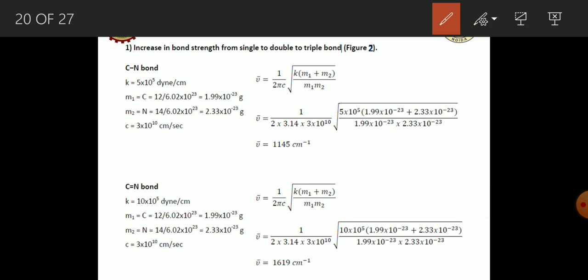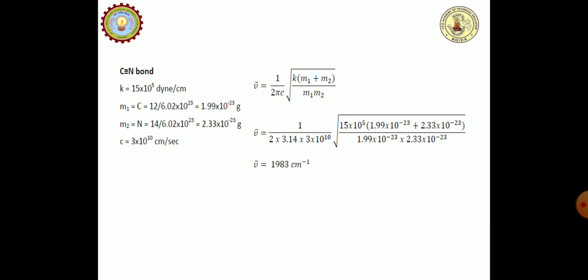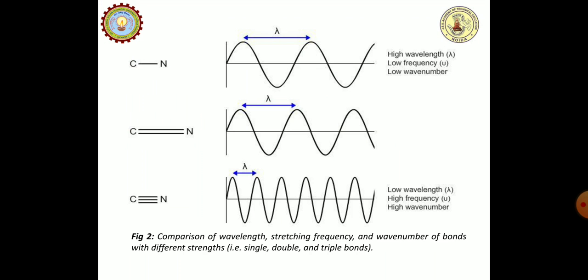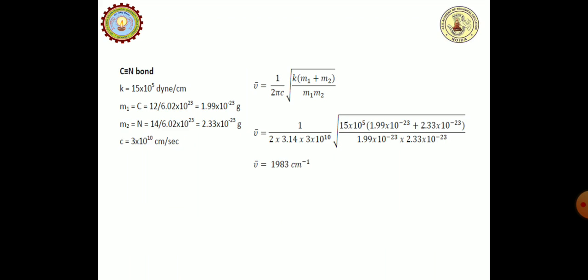Okay. Next, if we increase the bond between C and N to a C triple bond N, the force constant value is 15 into 10 to the power of 5 dynes per centimeter, the mass of carbon and mass of nitrogen are the same, and the speed of light is 3 into 10 to the power of 10. By substituting the given data into Hooke's law equation, we get the value 1983 per centimeter. We can compare: while increasing the number of bonds between carbon and nitrogen, the vibrational frequency is increased.